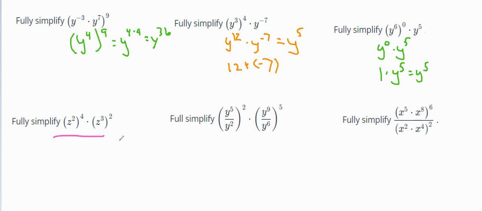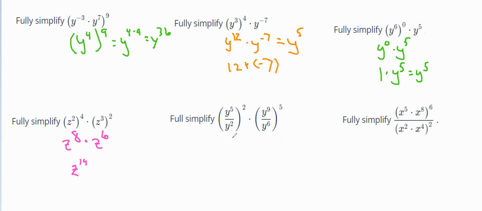In the bottom left one over here, we have z to the 2nd power to the 4th power. Power to a power we multiply, so that's going to give us z to the 8th power. And then we have z to the 3rd to the 2nd power. Power to a power, we still multiply. That's going to give us z to the 6th power. Then when we multiply, we add the exponents. 8 plus 6 is 14.